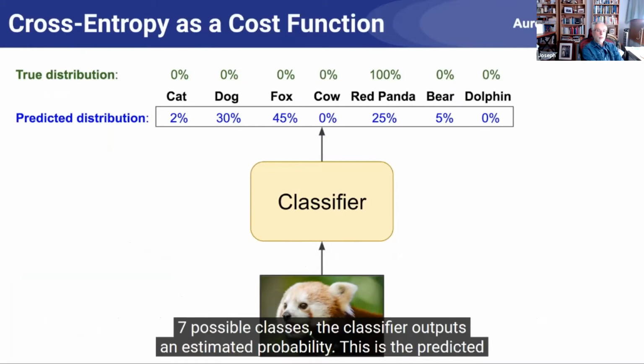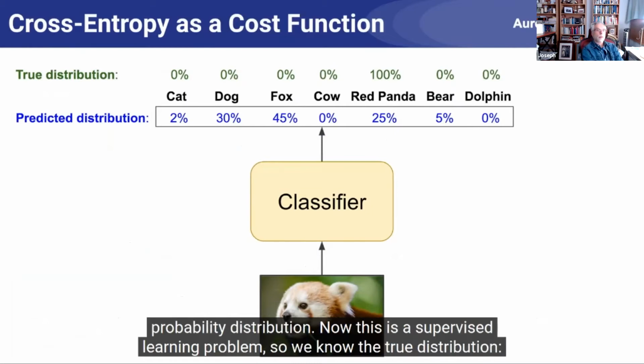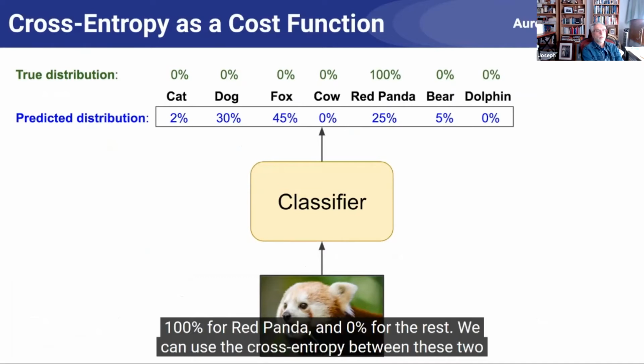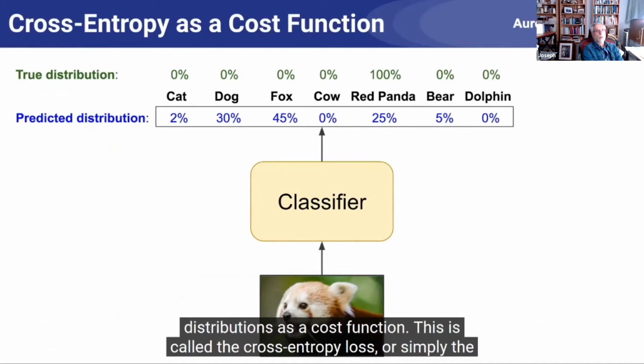This is the predicted probability distribution. Now, this is a supervised learning problem, so we know the true distribution. In this example, we know that this is an image of a cute red panda, so the probability is 100% for red panda and 0% for the rest. We can use the cross-entropy between these two distributions as a cost function.